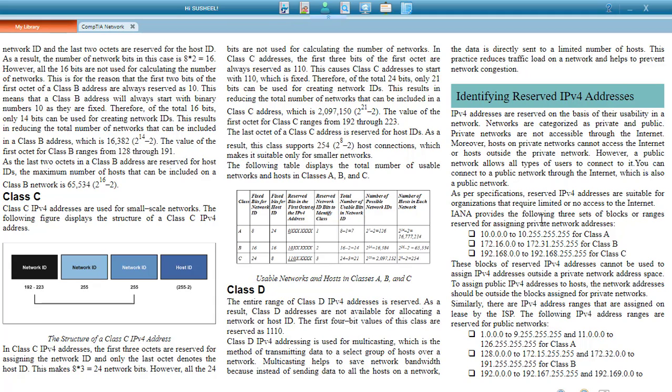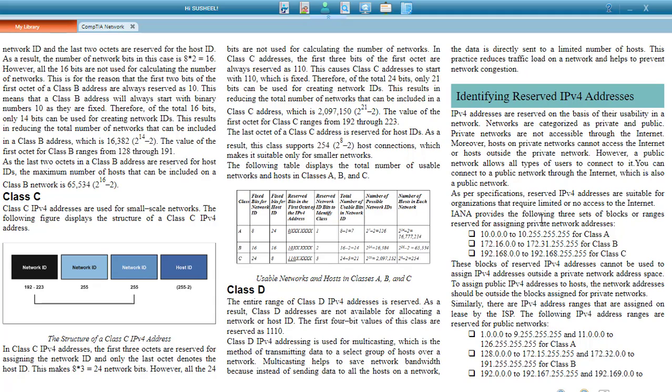Class D. The entire range of Class D IPv4 addresses is reserved. As a result, Class D addresses are not available for allocating a network or host ID. The first 4-bit values of this class are reserved as 1110. Class D IPv4 addressing is used for multicasting, which is the method of transmitting data to a select group of hosts over a network.